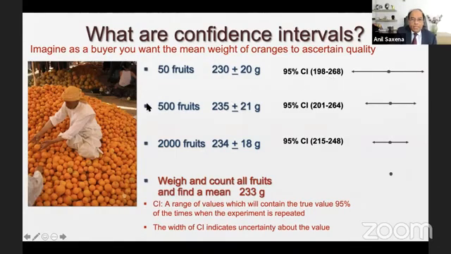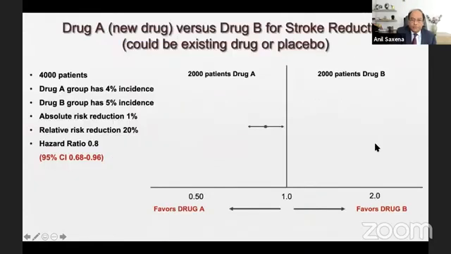And if you take a bigger sample of say 500 fruits, you get a smaller confidence interval, and an even bigger sample will lead to further narrowing of the confidence interval because the uncertainty is getting reduced and we get more confident with our point estimate. So we know that if we keep on repeating the experiment endlessly, the true value will be contained 95% of the time within this confidence interval. That is the definition of confidence interval.